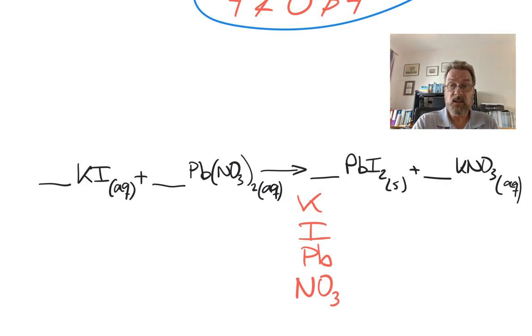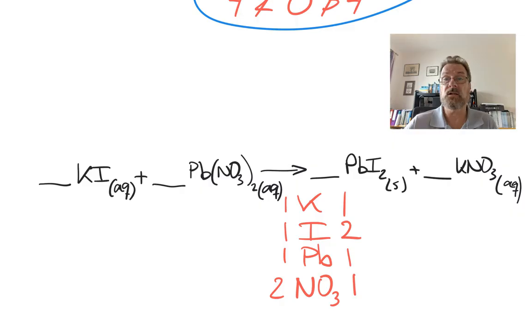Now, the lead nitrate here is the tricky bit. What I would normally do is look at the most complicated looking thing first. So if I look at lead nitrate and we start off with a 1 over here. Wait. Going a touch too fast here. First off, let's go back. We have 1 potassium on the left. We have 1 iodide on the left. We have 1 lead. And we have 2 nitrates. On the right, we have 1, we have 2, 1, and 1. So that's a starting point.